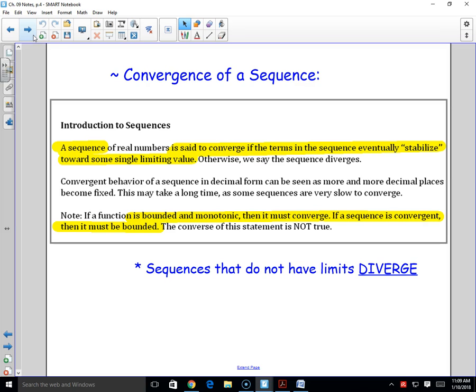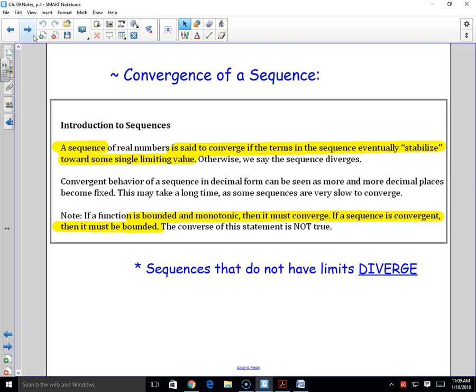Sequences, not series. So for sequences, limit as n goes to infinity, does it equal a constant? If so, sweet. If not, divergent. Down here, if a function is bounded and monotonic, monotonic means what again? Going one direction: strictly increasing, strictly decreasing, strictly constant. Then it must converge. Ooh, bounded and monotonic.